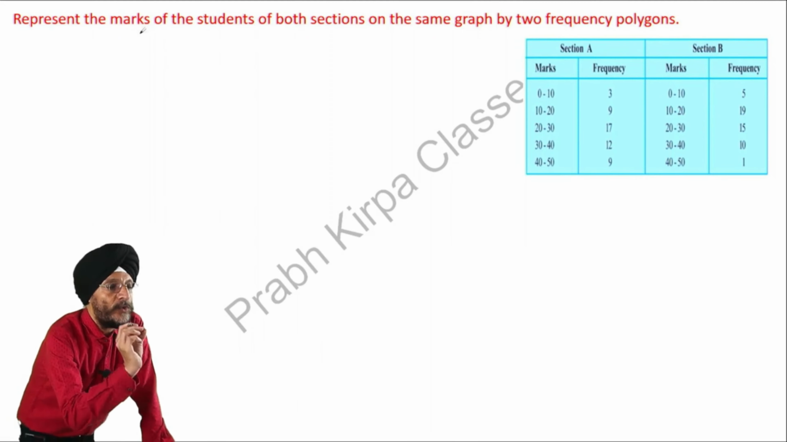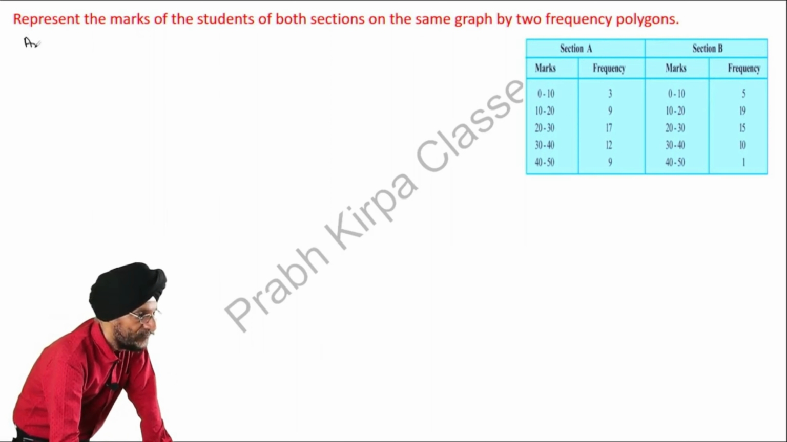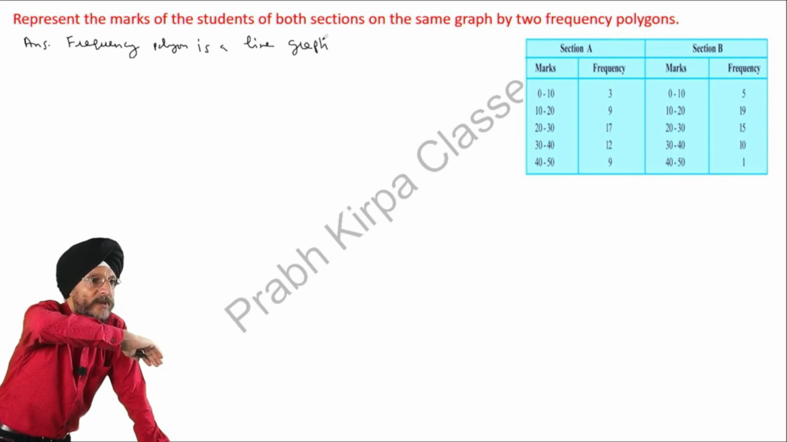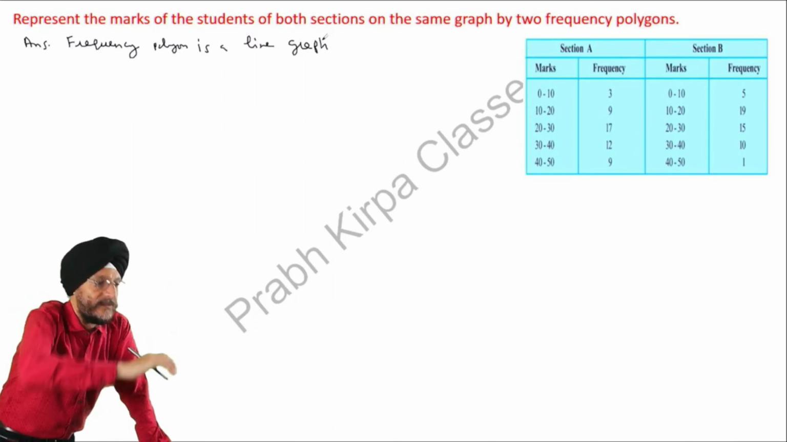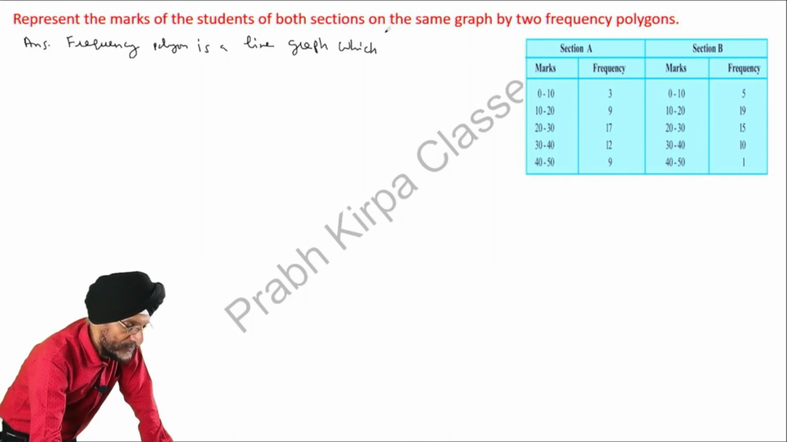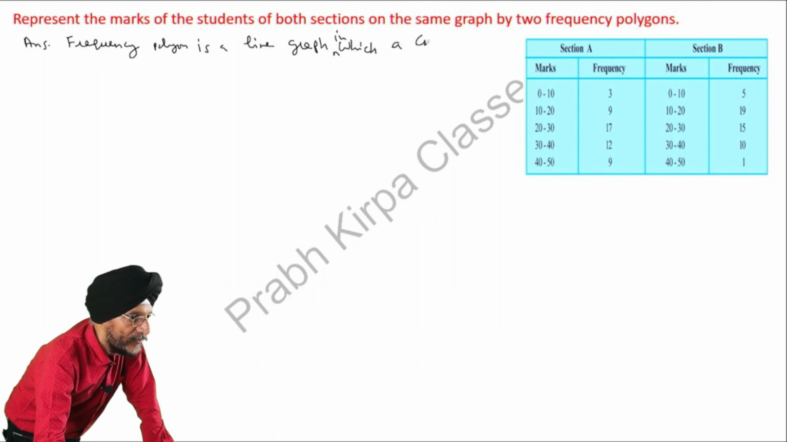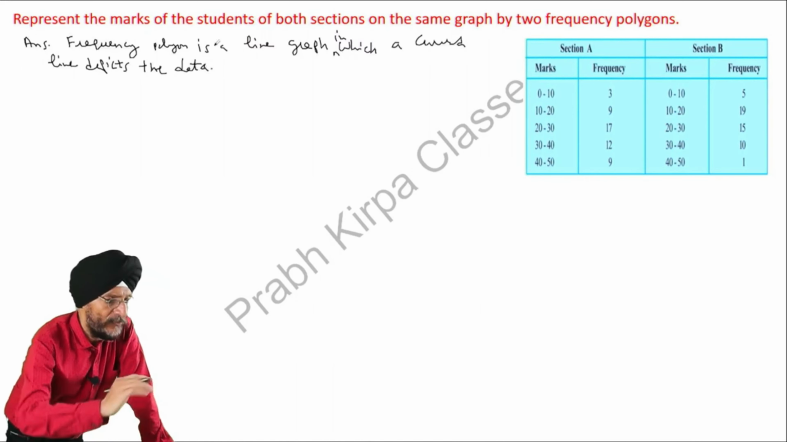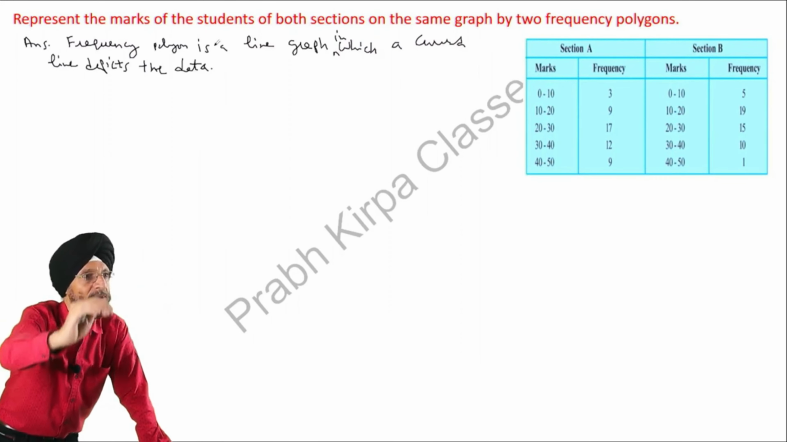Now first point is that we should understand what is frequency polygon. Now the answer, frequency polygon is a line graph. That is, in the case of frequency polygon, we draw a curved line which depicts the data. That is, in the case of frequency polygon, there is a curved line which may be of any shape depending on the data.